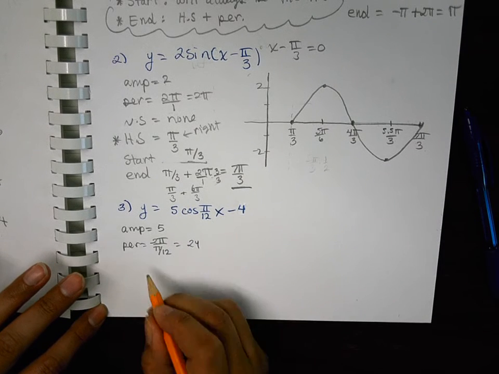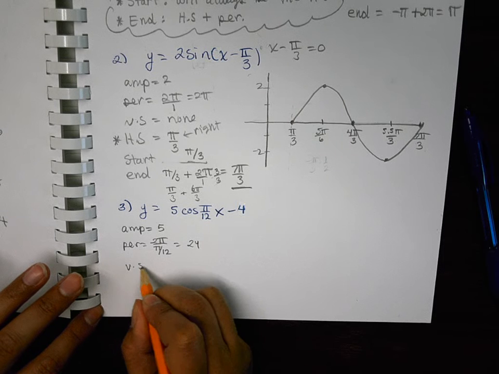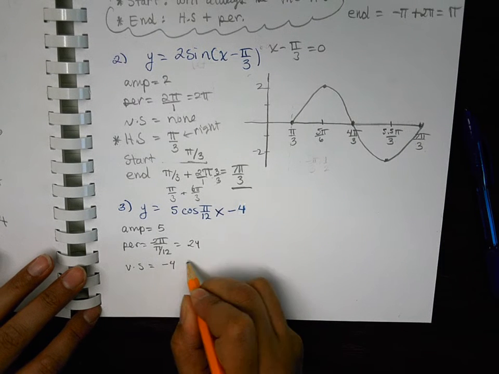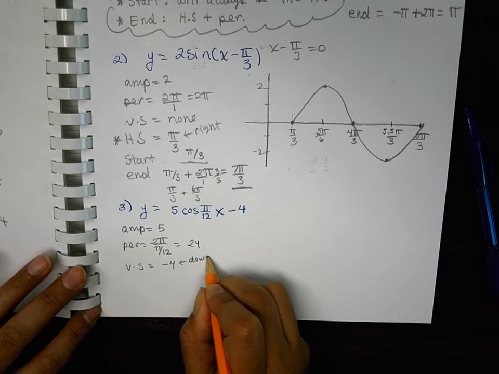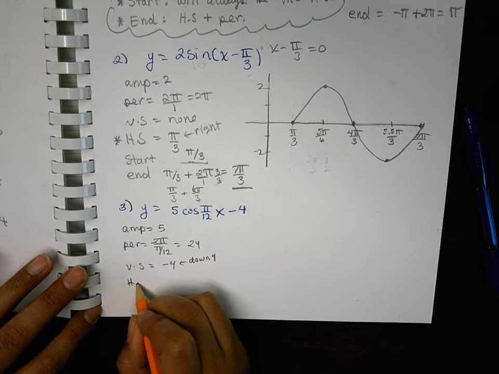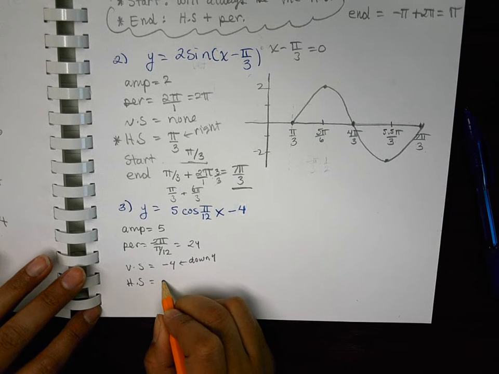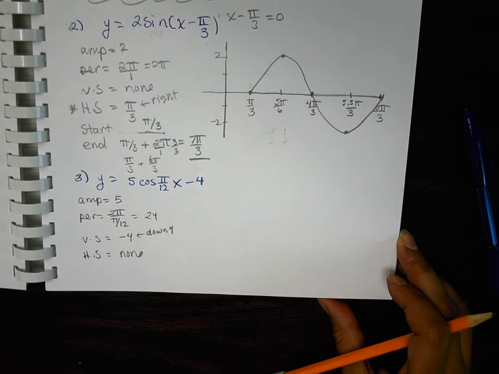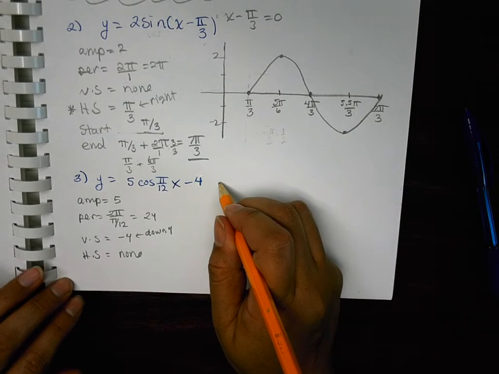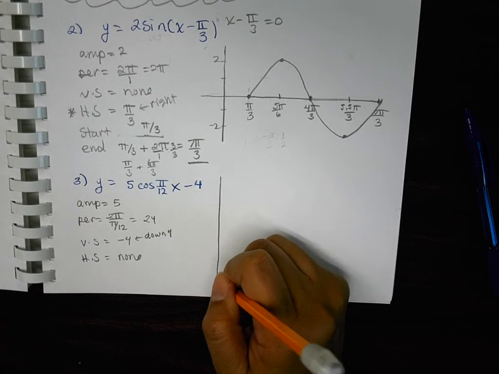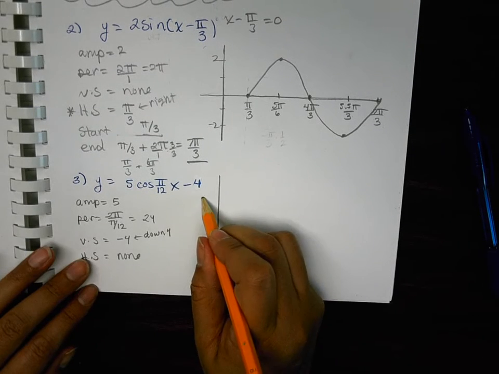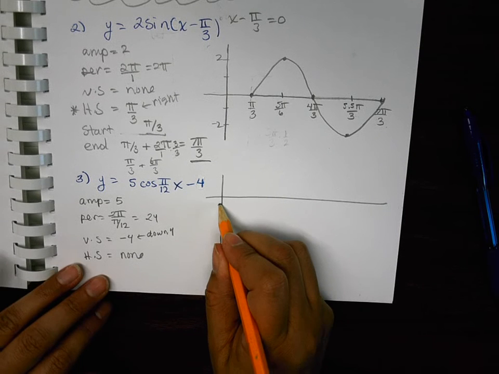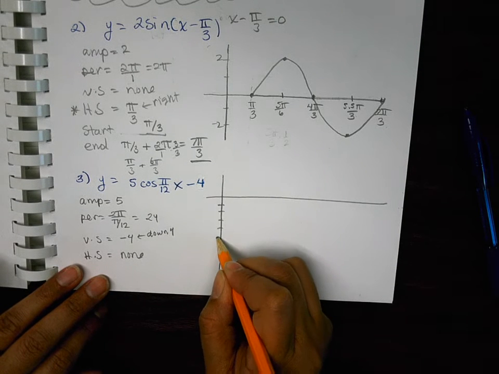Is there a vertical shift? -4. What does that mean? Down 4. Is there a horizontal shift? None. Well, how can you tell there's no horizontal shift? No parentheses. All right. I'm going to do it like this. 1, 2, 3, 4, 5, 6, 7, 8, 9.